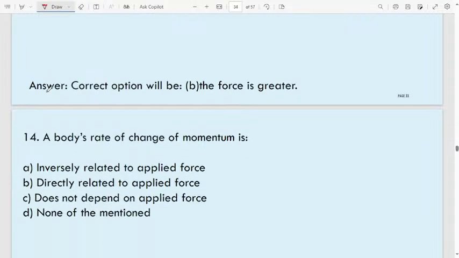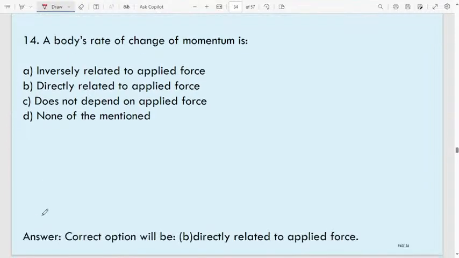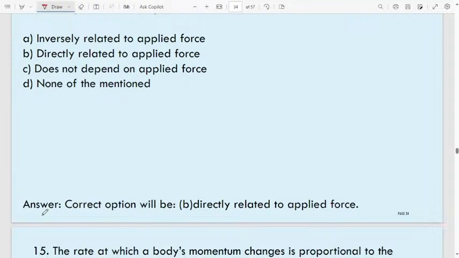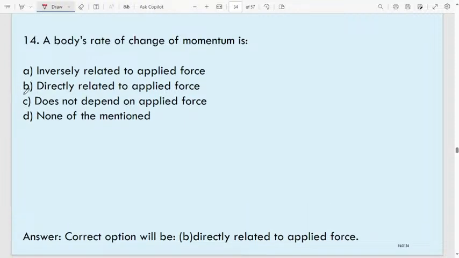Next question. Question number 14. A body's rate of change of momentum is option A, inversely related to applied force. Option B, directly related to applied force. Option C, does not depend upon applied force. Option D, none of the mentioned. Rate of change of momentum is directly related to the applied force. How much force you are applying, F is directly proportional to P.